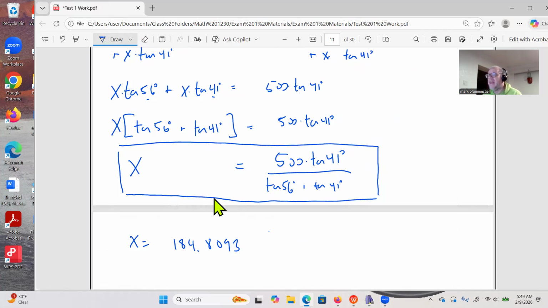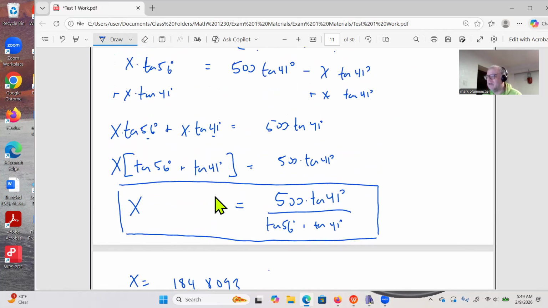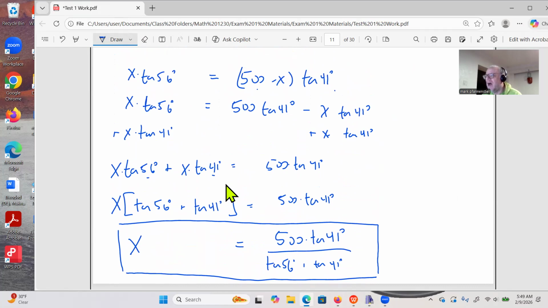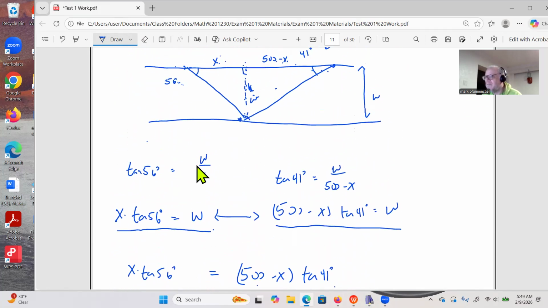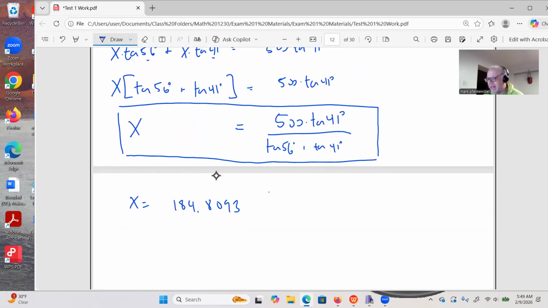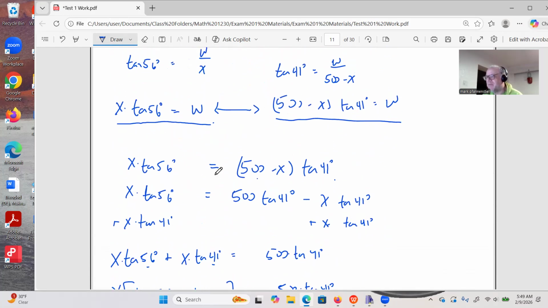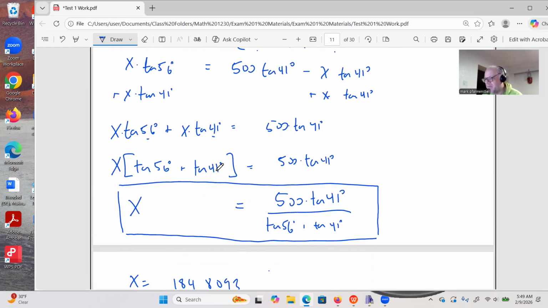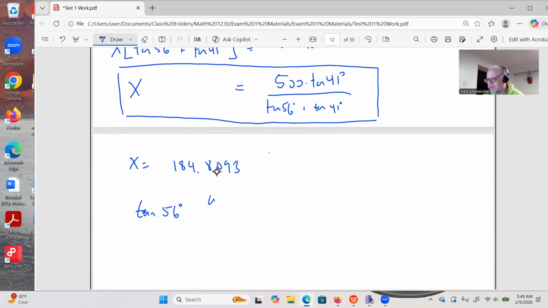All right. And now we could go all the way back up to the beginning and say, okay, what the heck was going on with this? When we first started this problem, we had the tangent of 56 was equal to W over X. So let's remember that. This is back from a long time ago, way back up here at the beginning. The tangent is W divided by my X, which is 184.8093.